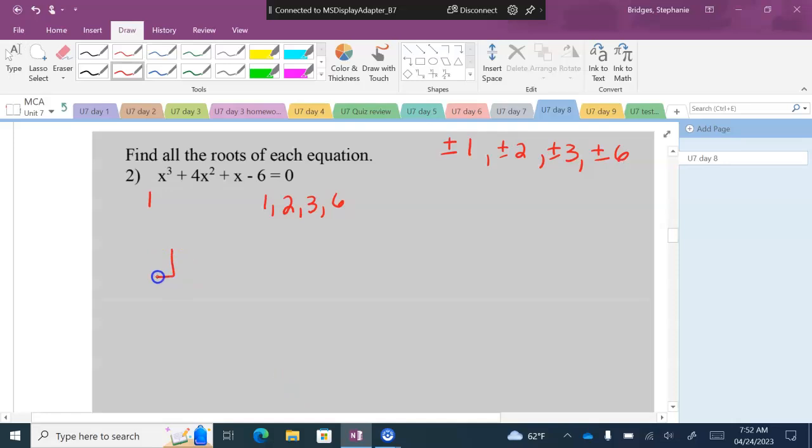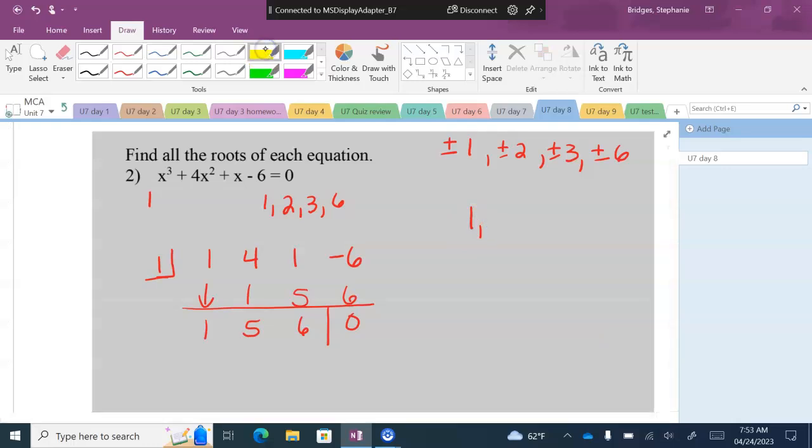And so we're going to set up our synthetic division. 1x to the third, 4x squared, 1x minus 6. And I'm going to start with 1. After we do this and we see if we have a remainder, I'm going to tell you the trick on how to determine if 1 is a factor without having to do your synthetic division. Multiply, add, multiply, add, multiply. And this time we actually get a remainder of 0, right? So 1 is a solution.